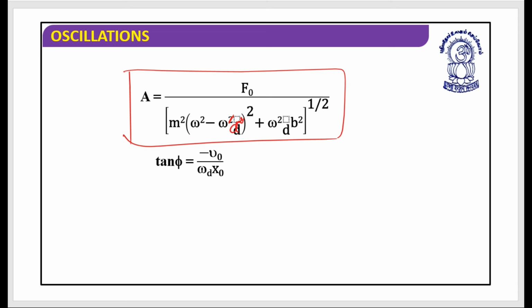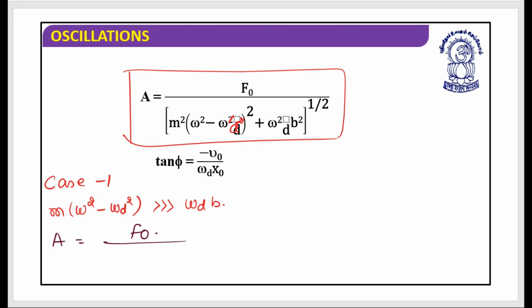Is it clear? Great. So we could have two cases. In case 1, if m into omega square minus omega d square is greater than omega d into b, then this amplitude could be given as A equals F naught divided by m into omega square minus omega d square. The b term is cancelled out because it is the smaller term, and the square has been removed because this is the square root.